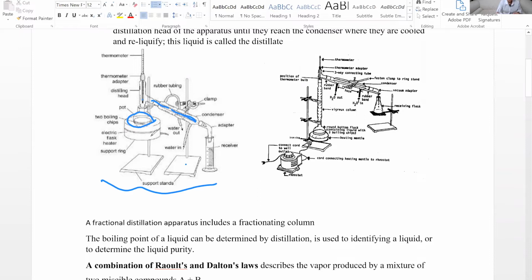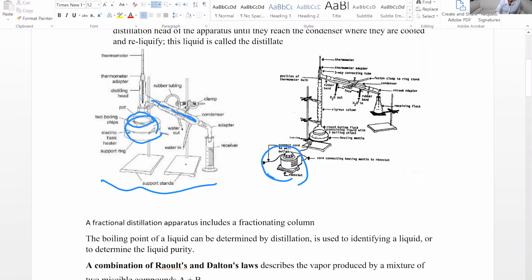The heating mantle cannot be connected to the wall. Those are the points to remember for this experiment. It has to be connected to a power regulator. This picture here shows the power regulator, and it's the same for the simple distillation. The heating mantle should be connected to the power regulator, and you adjust the voltage by rotating the knob, changing the resistance. It goes from 0 to 100%.